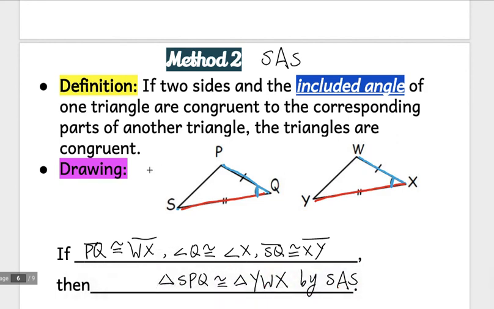Okay, so those are the two methods I want to introduce. Later in the second video, we are going to look at examples to see how we use the methods and how we determine which method we can use to prove.